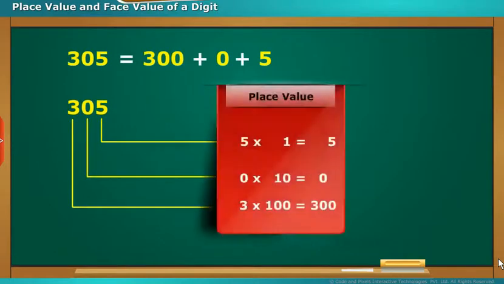Important point to be remembered. The place value of 0 is always 0. It may hold any place in a number, its value is always 0. As in 305, the place value of 0 is 0.